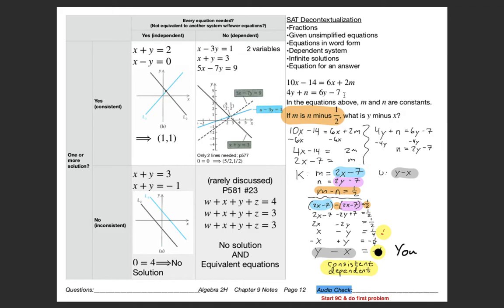Similarly, on the second equation, we could simplify that. I see a 4y and a 6y. Let's subtract 4y from both sides. We get n is equal to 2y minus 7. Great. Now that we have simplified equations, I'm going to write my knowns and unknowns.